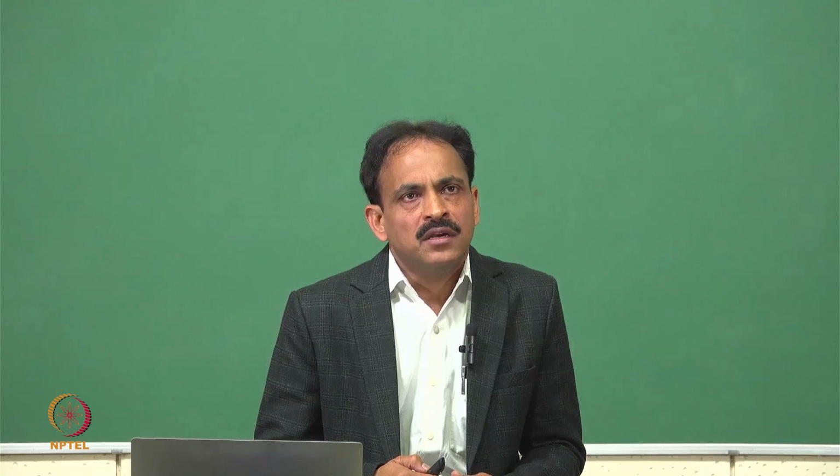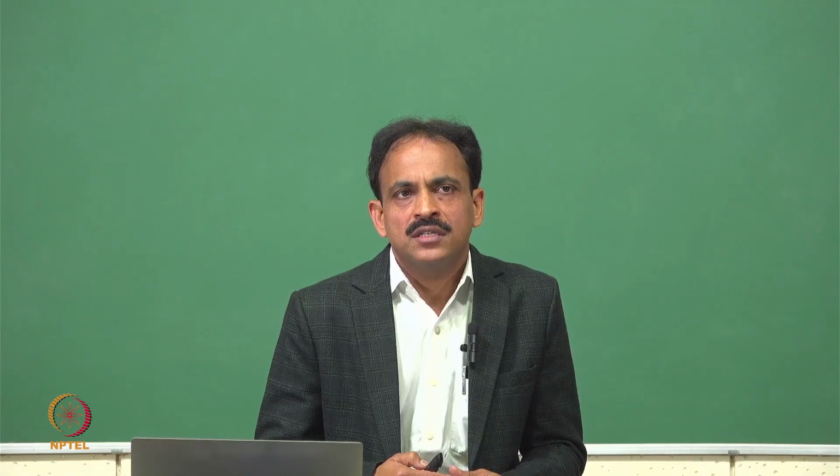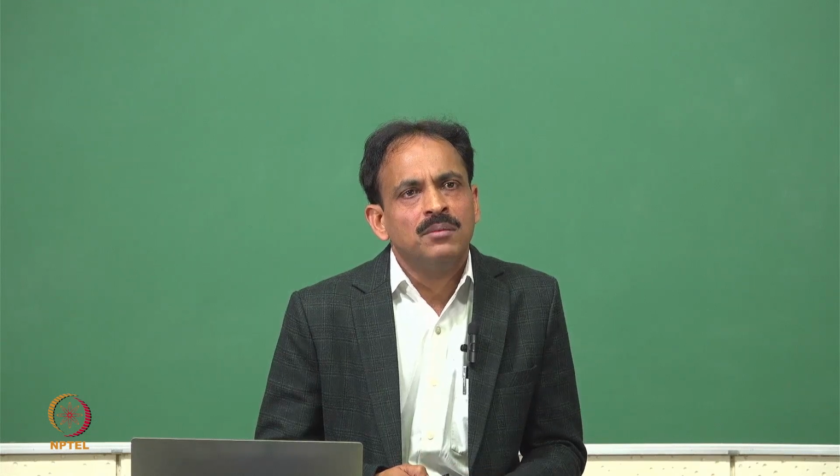Now what is the i10 index? The i10 index was introduced in 2011 by Google, and it is the number of publications with at least 10 citations. If the i10 index is 2, then what does it mean? It means that 2 of the research papers have 10 or more citations each. The i10 index is very simple, free and straightforward to calculate, but it is only available in Google Scholar.